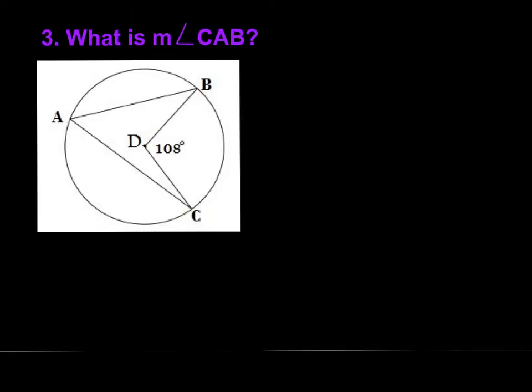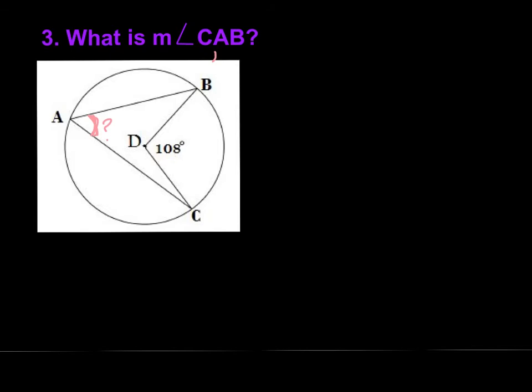Okay, our next example is asking us to find the measurement of angle CAB. Angle CAB is over here. Again, if we want to mark that angle, remember that it's always that middle letter that you want to mark. So the middle letter is A, so I'm going to mark my angle at letter A. Okay, so we're trying to find this angle here. We want to know what the measurement is.